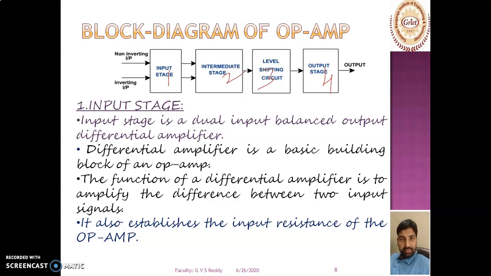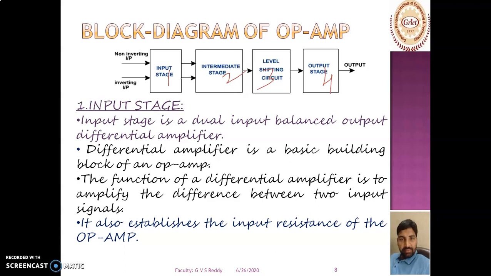So based upon the number of inputs and outputs, differential amplifiers are classified into 4 types. The first one, dual input balanced output differential amplifier. The second one, dual input unbalanced output differential amplifier. Third one, single input balanced output differential amplifier. Fourth one, single input unbalanced output differential amplifier.